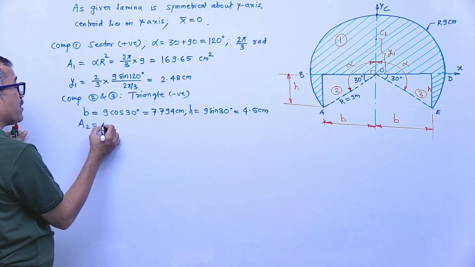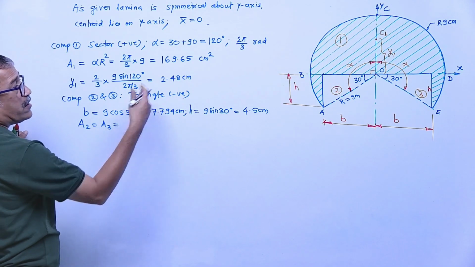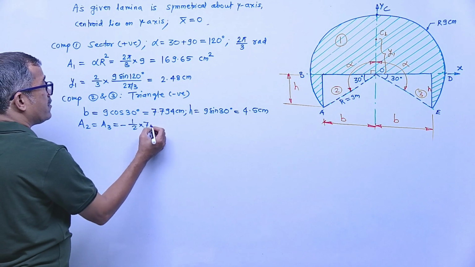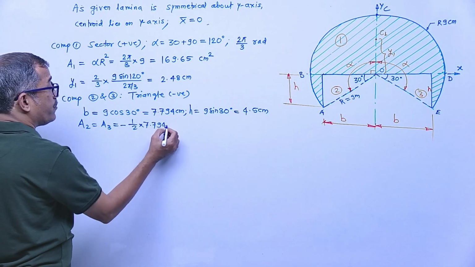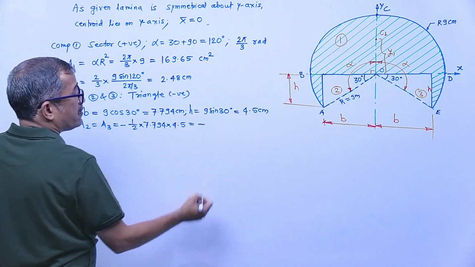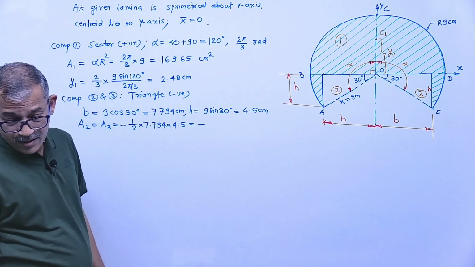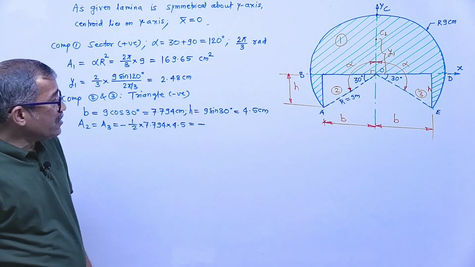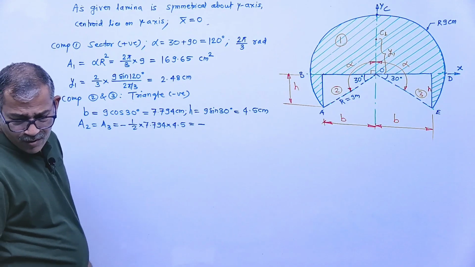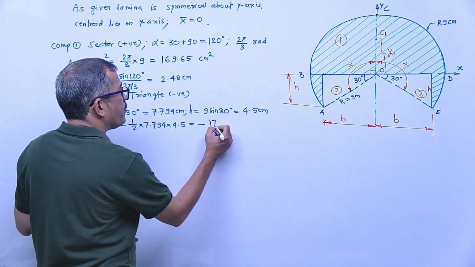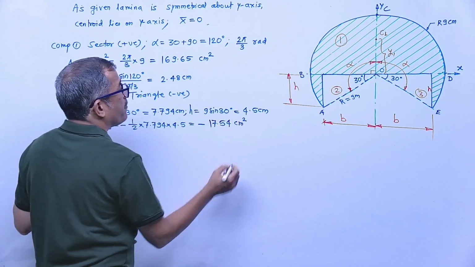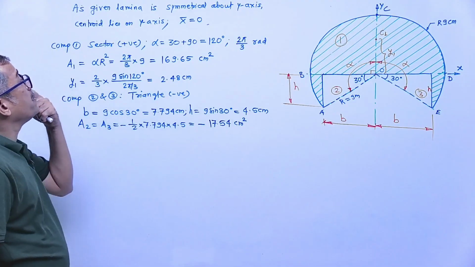Okay. Can you find the area? The area of both triangles A2 and A3 is the same, as base and height are the same: minus half base into height. Base is 7.794, height is 4.5. The answer is negative. The area comes out to be 17.54 centimeter square.